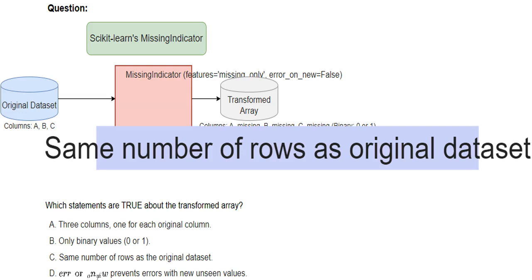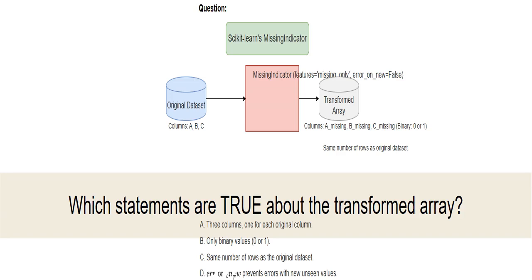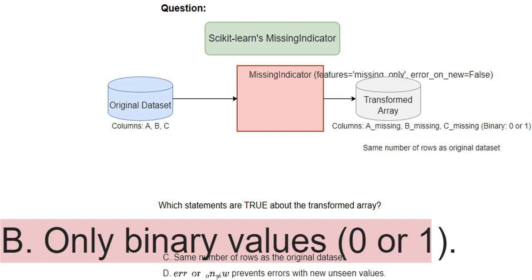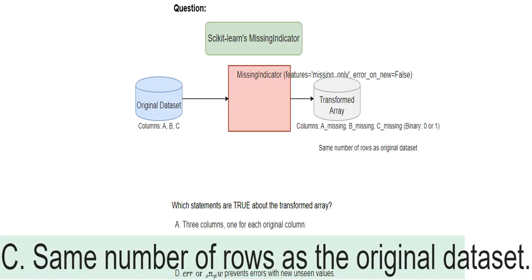The transformed array has the exact same number of rows as the original dataset. Each row still represents the same observation. I'm asked to figure out which statements are true about the array created by missing indicator. This statement is true. The missing indicator only creates columns with binary values, 0 or 1, to indicate if the values are missing or not in the original dataset. This is also true. The number of rows remains unchanged after using missing indicator.